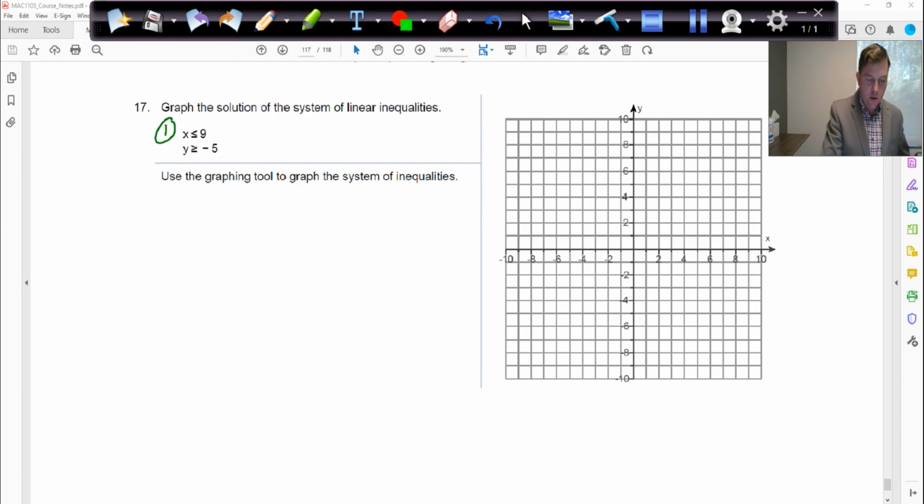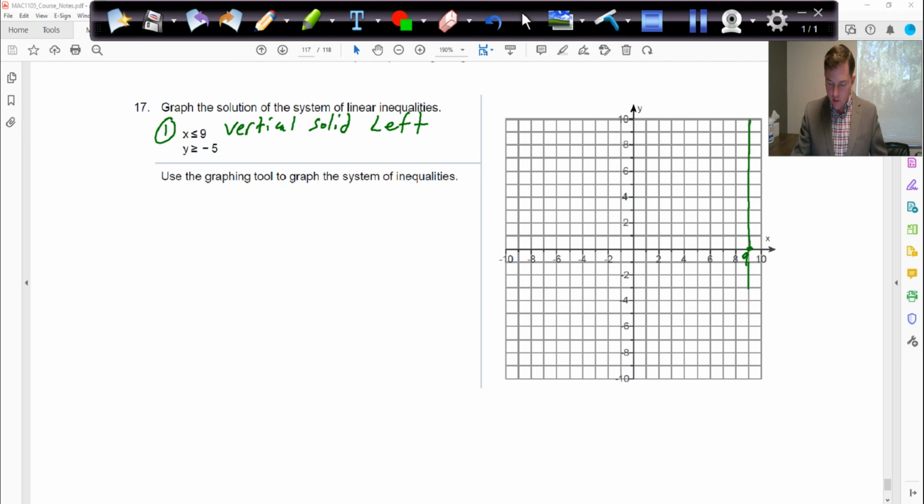For 17, it's really not bad. If you remember, x equals a number is a vertical line. It's solid. And because it's smaller than, we're going to shade left. So we're going to go to x is 9 right here. Do a solid vertical line, and we want to shade to the left of it.